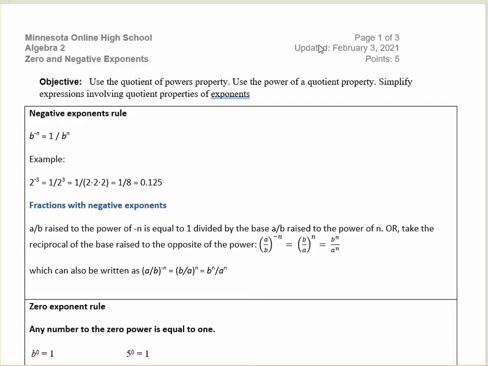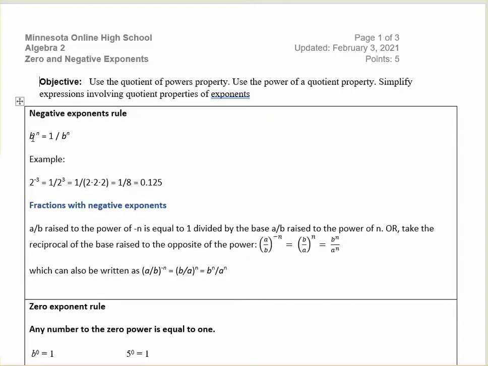In this video, we're going to look at what happens when you have negative exponents, and then the very simple case of what happens if you have a zero exponent. So the negative exponent rules, there's a couple of them.